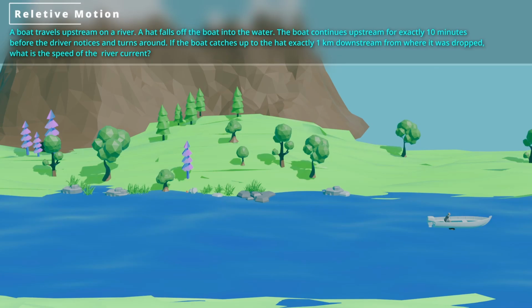Here's a textbook physics problem that has stumped thousands of students. If you eventually catch up to your hat exactly 1 kilometer downstream from where it fell, what is the speed of the river? Most people's first instinct is to use the riverbank as the reference frame, which is a totally natural first thought.